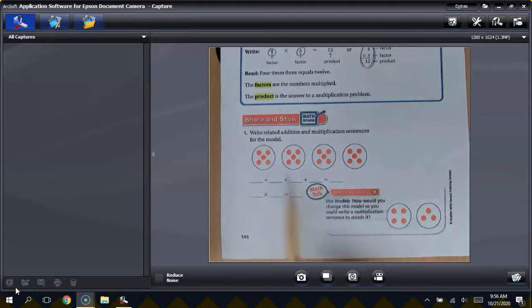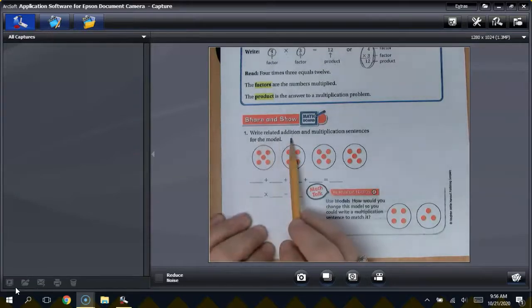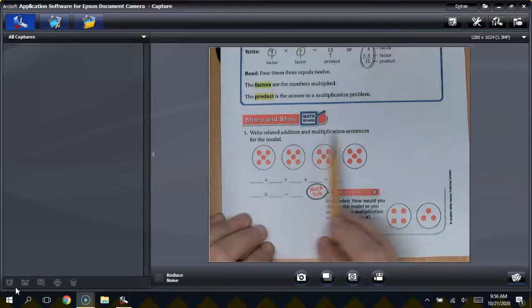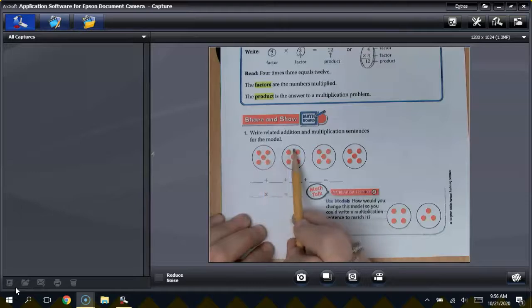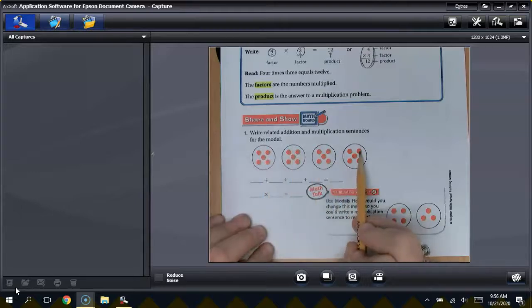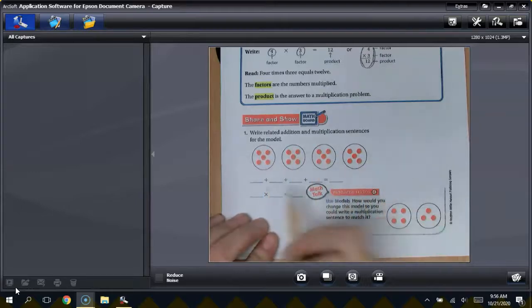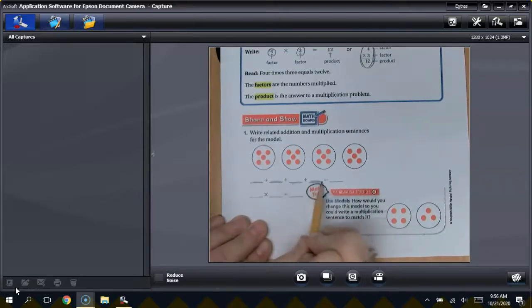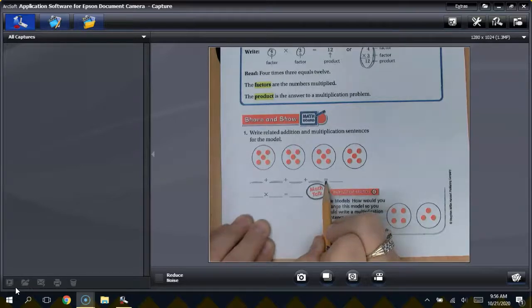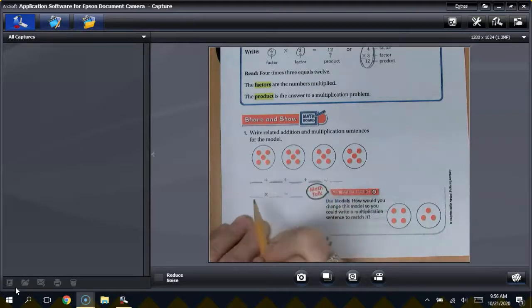Number 1 says, write related addition and multiplication sentences for the model. Well, let's look. I have how many groups? 1, 2, 3, 4. If you look down at your multiplication problem down here, you can see 1 group, 2 groups, 3 groups, 4 groups. And before your equal sign, I have to write down how many counters I have in each group.